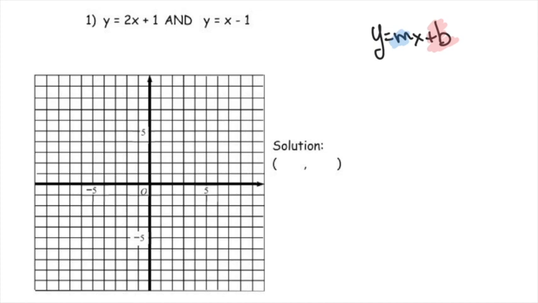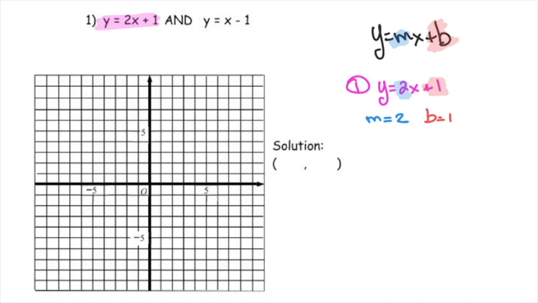So we're going to start with equation number 1, or the first equation right here. This equation is y equals 2x plus 1. So in this case, my slope happens to be 2. So we say the slope of this line is 2. And the y-intercept is 1. So we say b equals 1. This is my first equation.